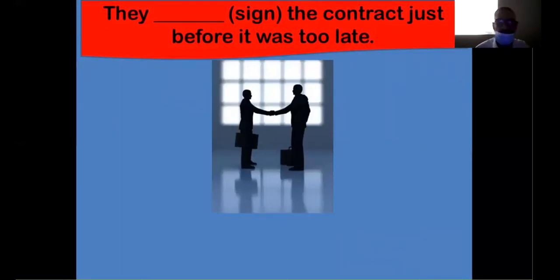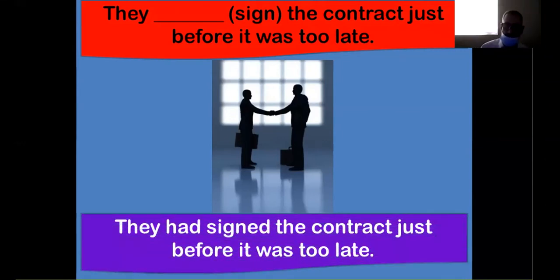They had signed the contract just before it was too late. First, they signed the contract. They had signed the contract. This is the first action, okay? But it was too late. This is the second or the less important action.